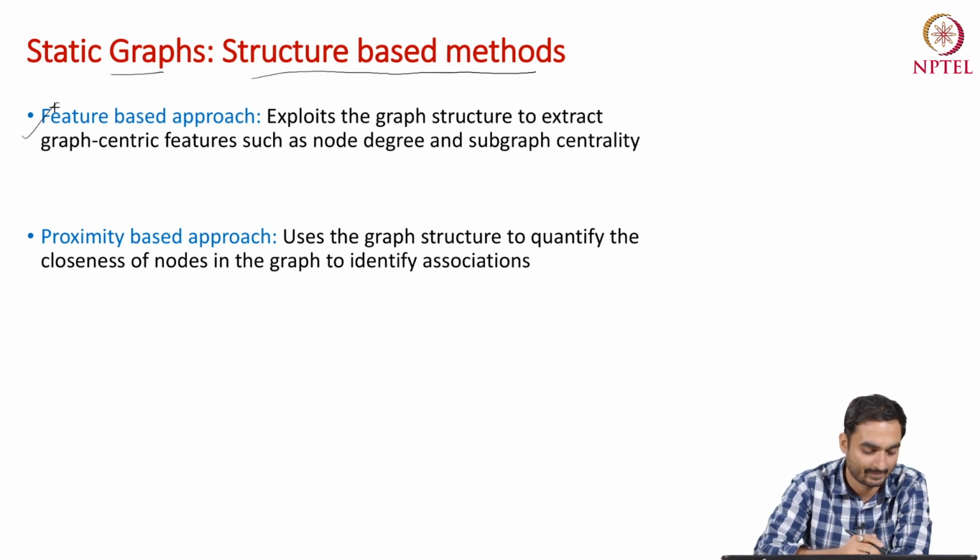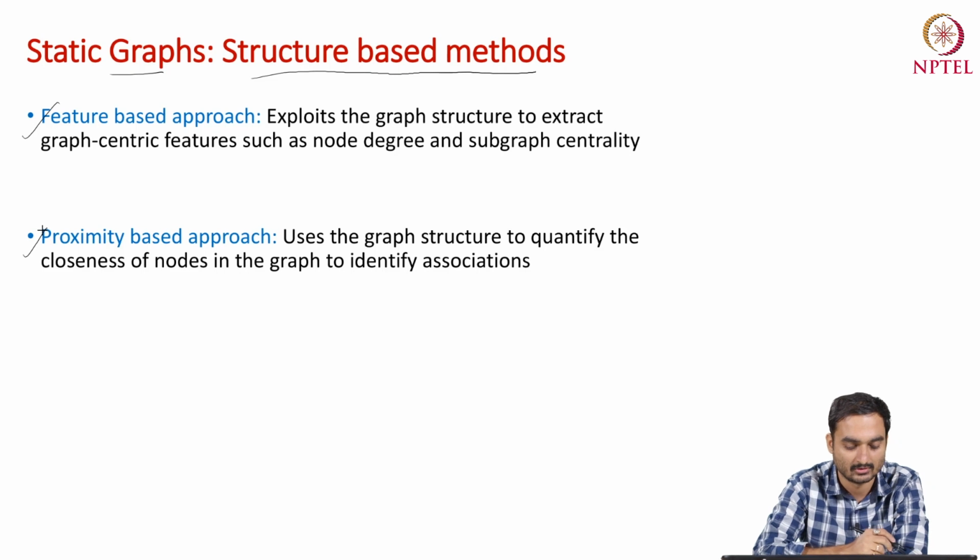and then we build normal classifiers. In the other approach, we define something called the proximity of nodes in a graph. Proximity is basically similarity or distance between a pair of nodes, and if a node is far from the rest of the nodes, we can categorize those nodes as anomalous nodes.